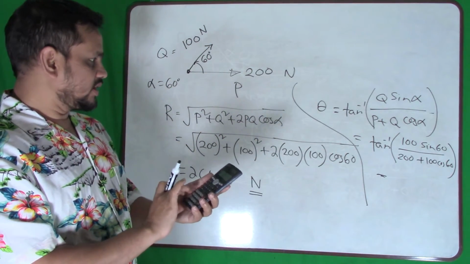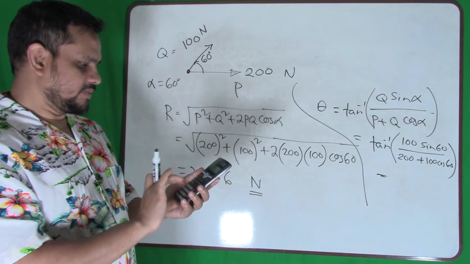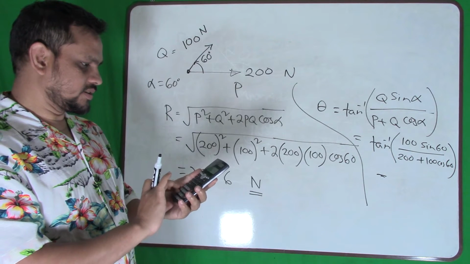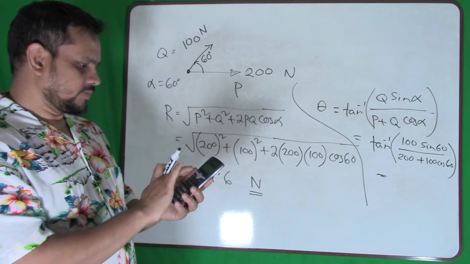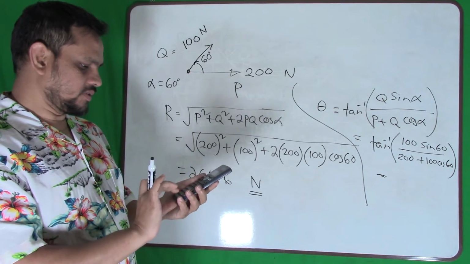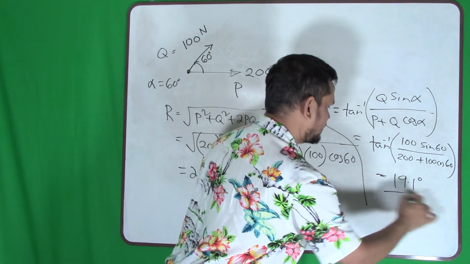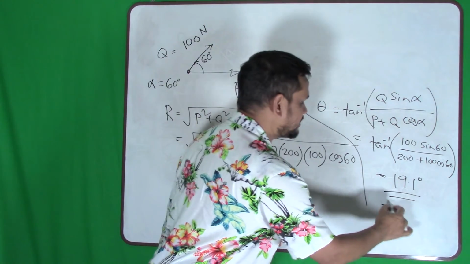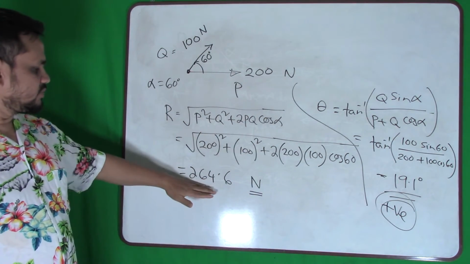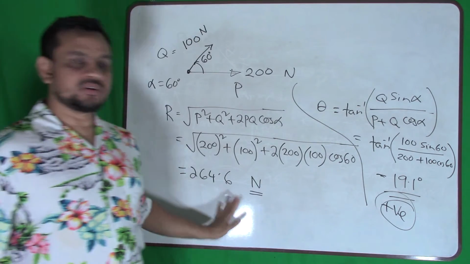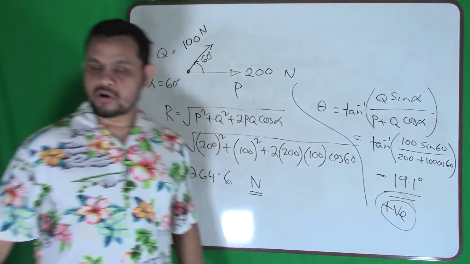So let me do it quickly. 100 sin 60 divided by P plus Q cosine 60. Shift tan inverse. I got 19.1 degree, and this is a positive number. So I got my resultant force 264.6 Newton, and the angle is positive, 19.1. What does it mean?